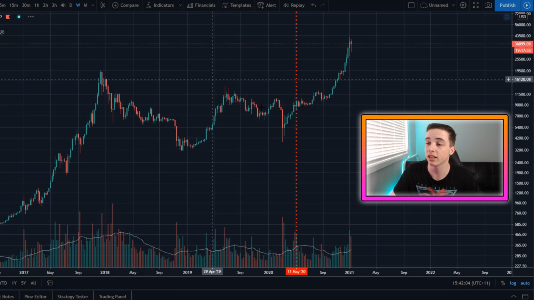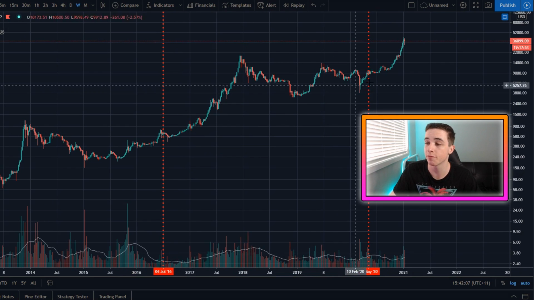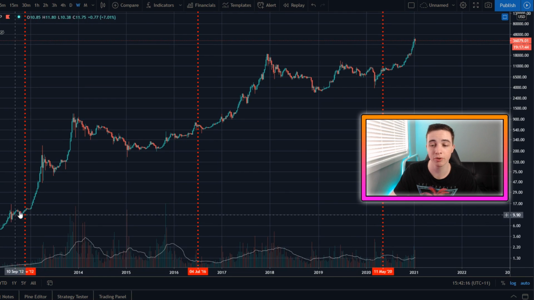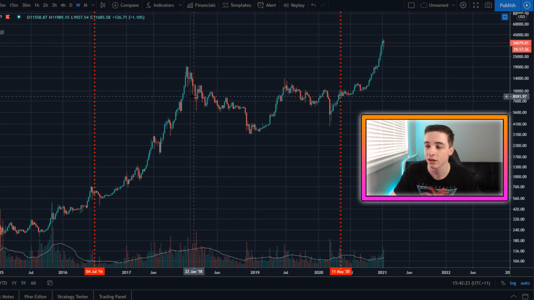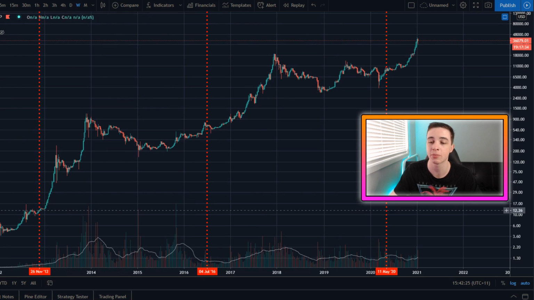If I zoom out to the weekly chart, as you can see here, I've put in these vertical lines to map out where the halvings are. But anyway, this is the log chart. So you can pretty easily see what the price has done over the years in Bitcoin. Once again, this is the weekly chart, so each one of these little candles is 1 week. So this shows what's happened over the past decade.